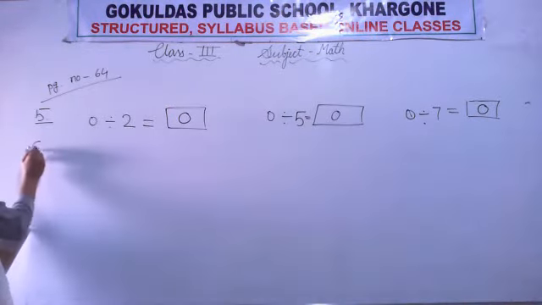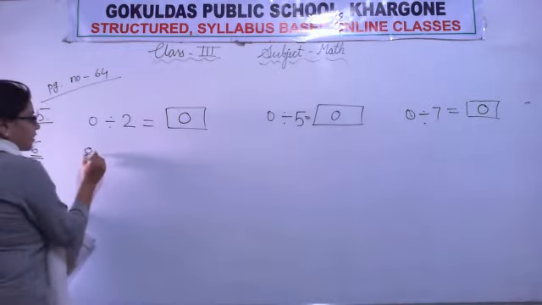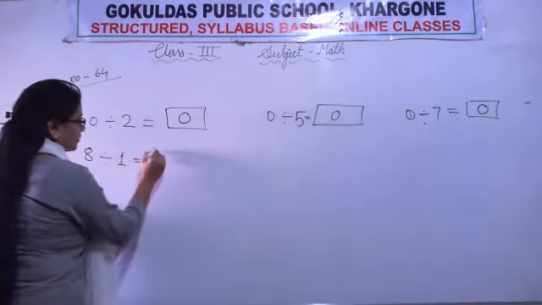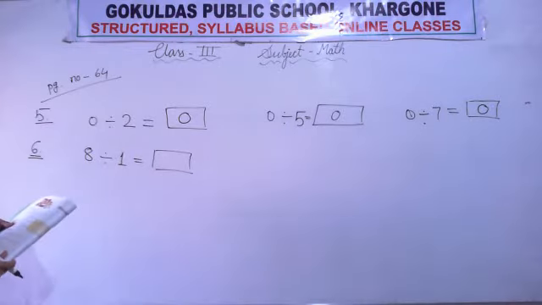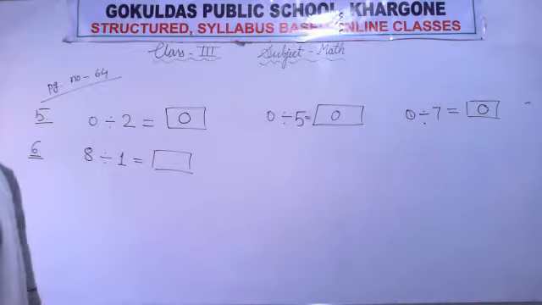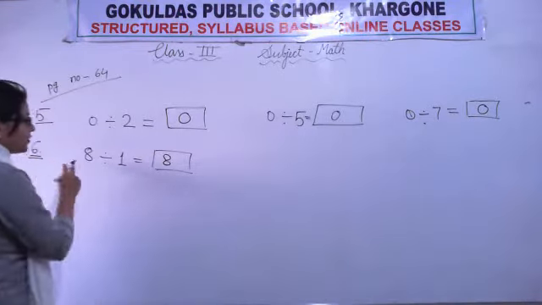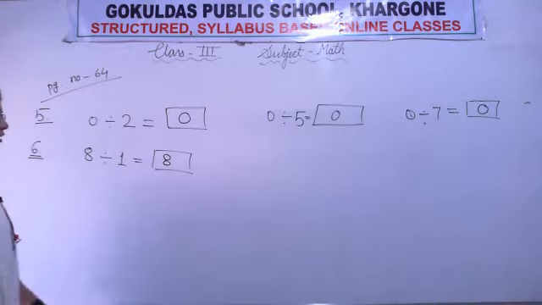Now number 6. 8 divided by 1. So any number divided by 1 gives the number itself as the quotient. So the number here is 8. So the result will be 8 itself. So 8 divided by 1 is equal to 8.